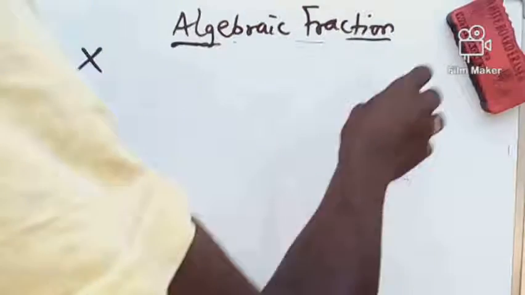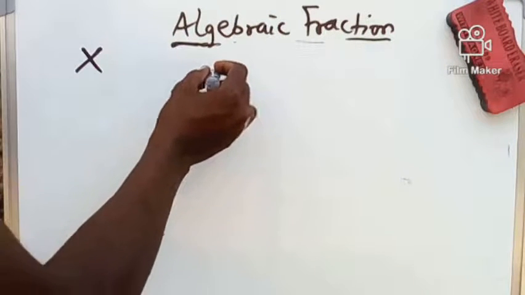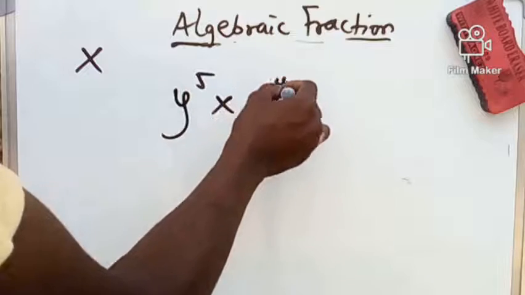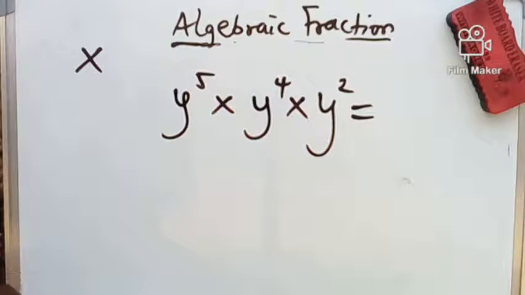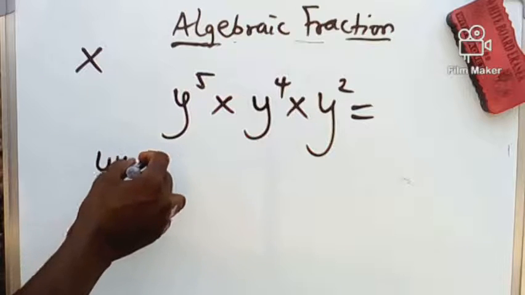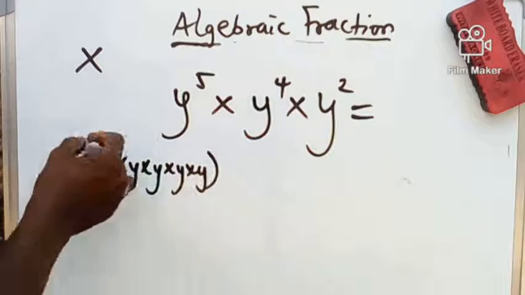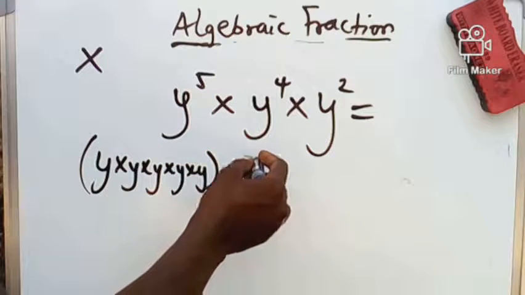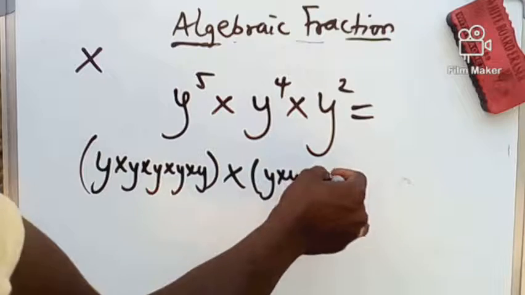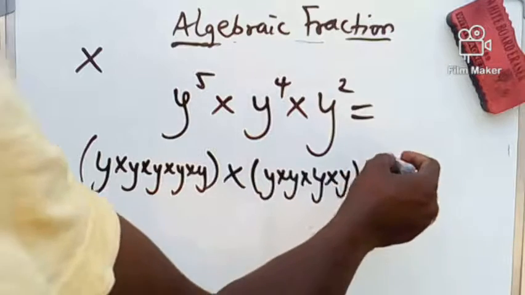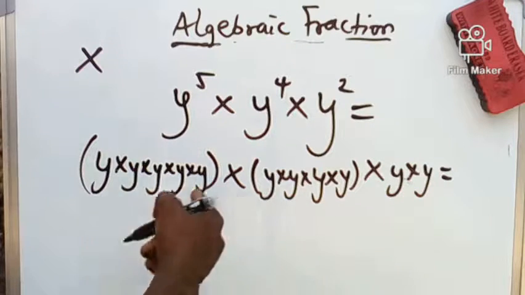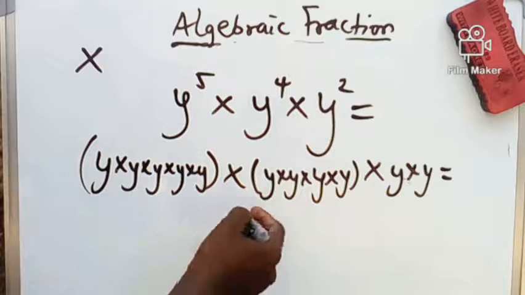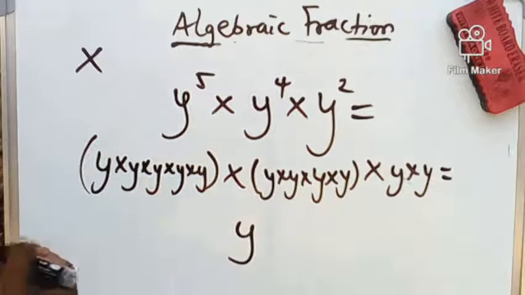So feel free to pause the video and tell me what y to the 5th power multiplied by y to the 4th power multiplied by y to the 2nd power will be. Notice that y raised to the power of 5 is the same thing as y times y times y times y times y, 5 times. Multiply y to the 4th power, which is the same as y multiplied 4 times. And y squared means y multiplied 2 times. And when this happens, how many y do we have in total?